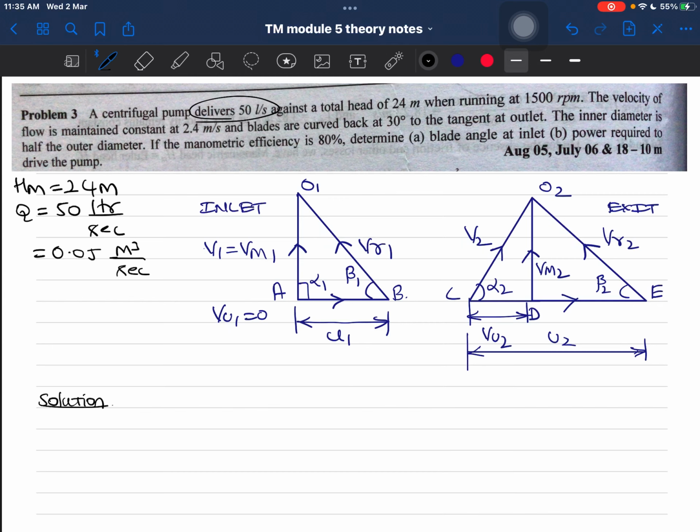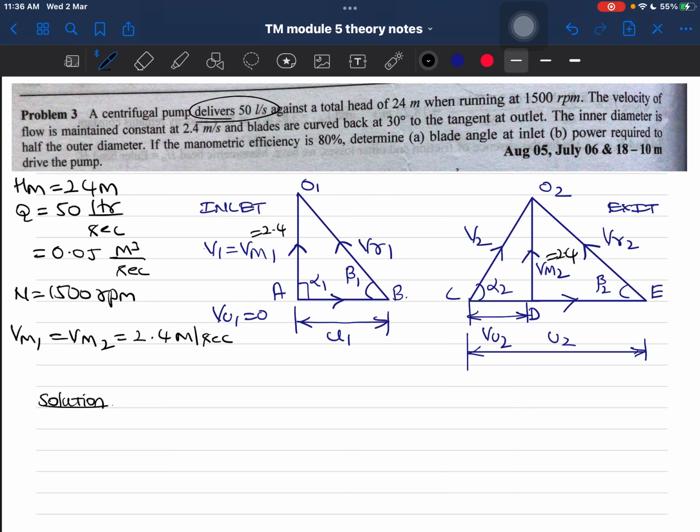Next, when running at a speed of 1500 rpm, so N is given as 1500 rpm. The velocity of flow is maintained constant. That means if the velocity of flow is maintained constant, what you have to take? Vm1 is equal to Vm2, and the value is given as 2.4 meters per second. So Vm1 is 2.4 and this is also 2.4 here.